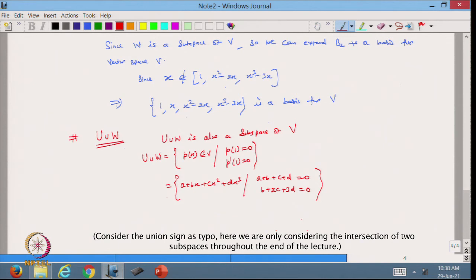And now, from these two conditions, we can find out from here.